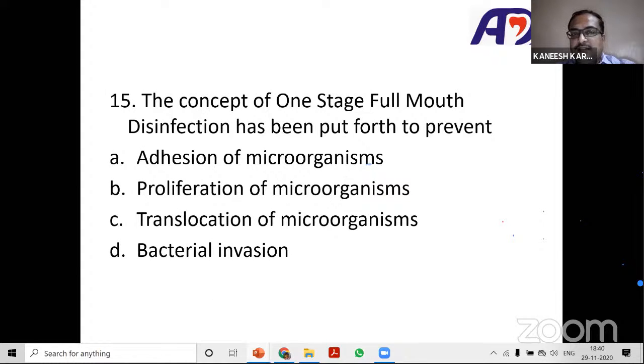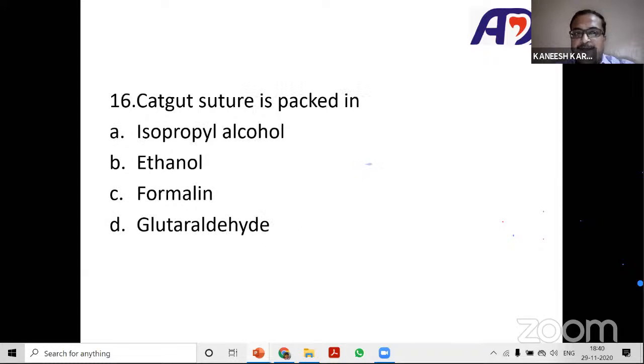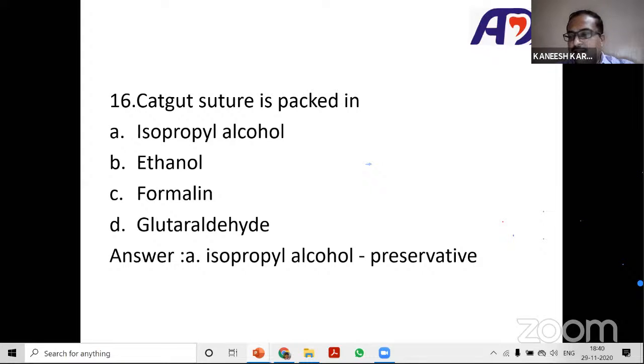The concept of one-stage full mouth disinfection has been put forth to prevent translocation of microorganisms. Okay. Catgut suture is packed in isopropyl alcohol, which acts as a preservative.